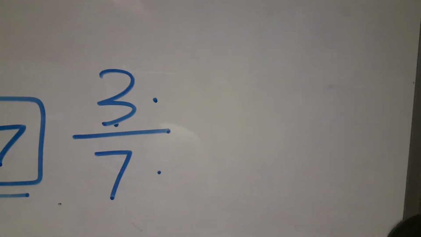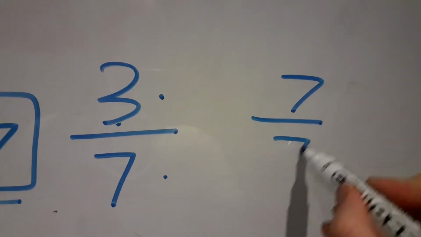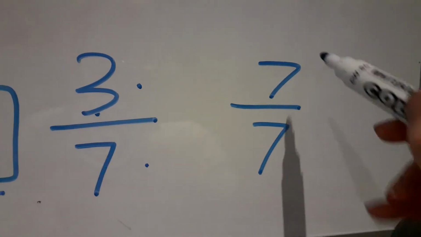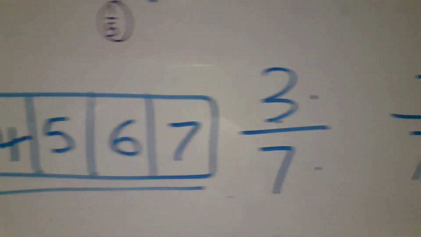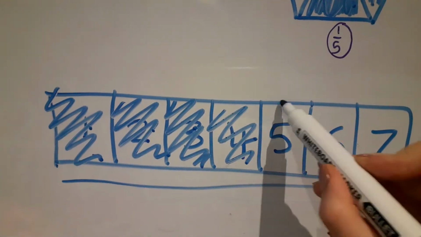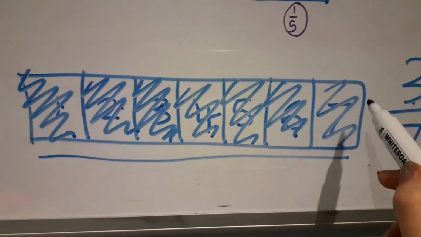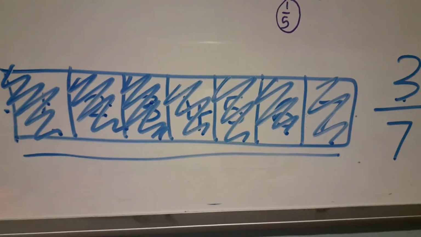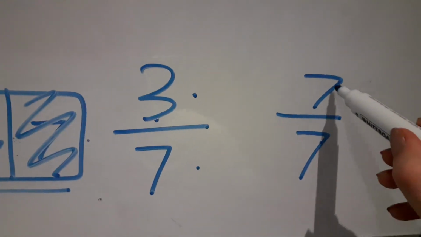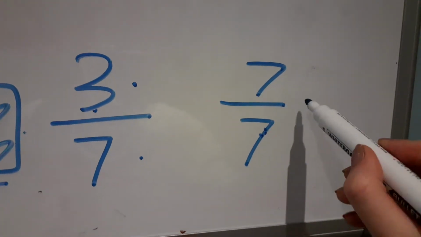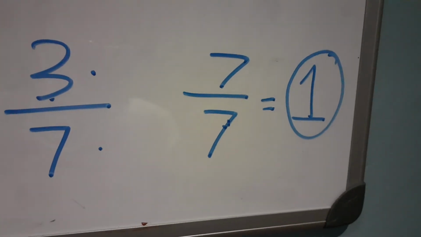So if you have 7 sevenths, that means 7 blocks are colored in out of the 7 blocks that there are. Now if we have 7 over 7, what do you think that means? If we color in every single block, doesn't that mean that the whole chocolate has become 1 fraction? So when you have 7 over 7, the same number over each other, it gives you 1. 1 whole chocolate is together now.